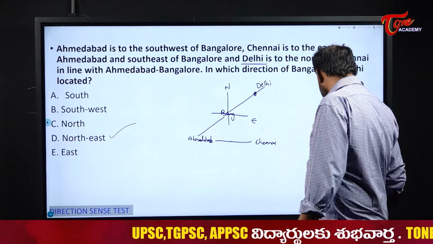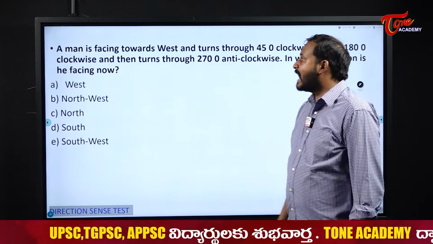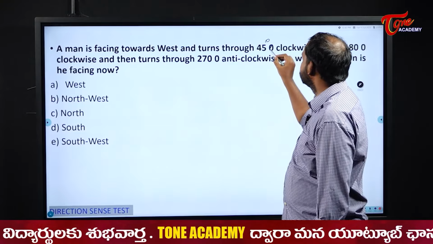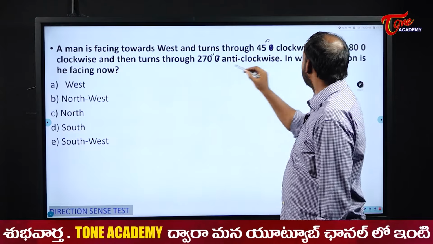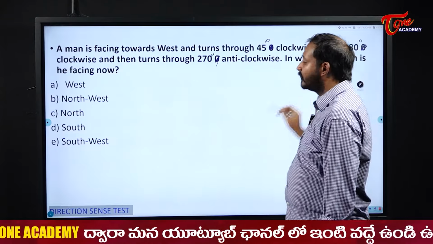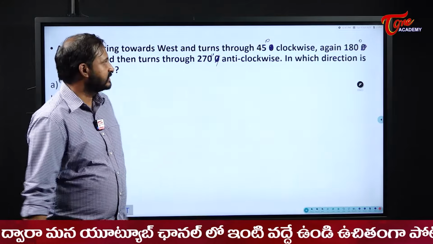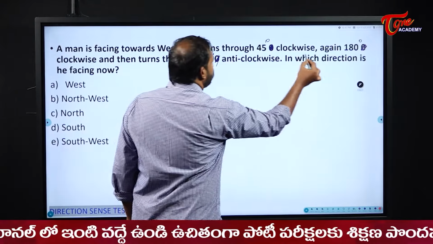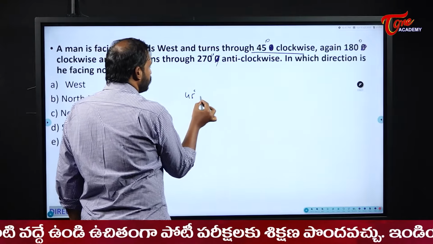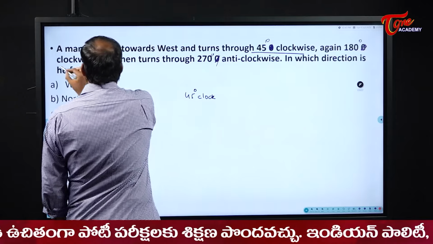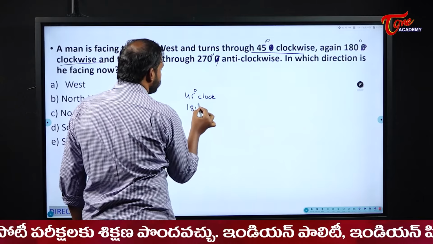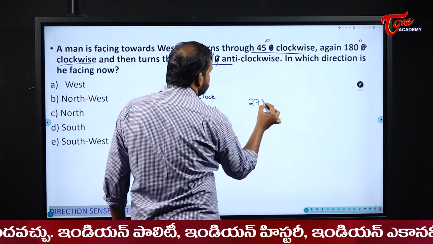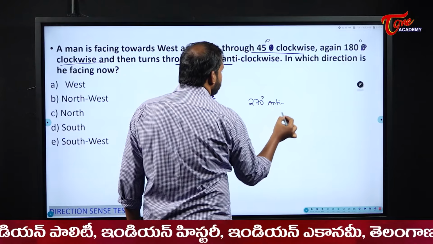Next one. A man is facing towards west. Now see here, this is degrees, students. I told you, right? Without any movement, if he turns. He turns through 45 degrees clockwise. Again 180 degrees clockwise. And then turns 270 degrees anti-clockwise. Is there any other anti-clockwise one?